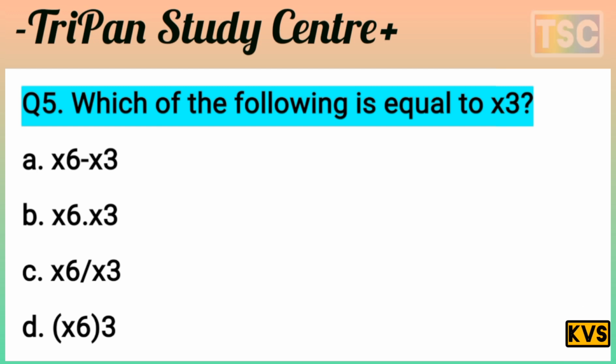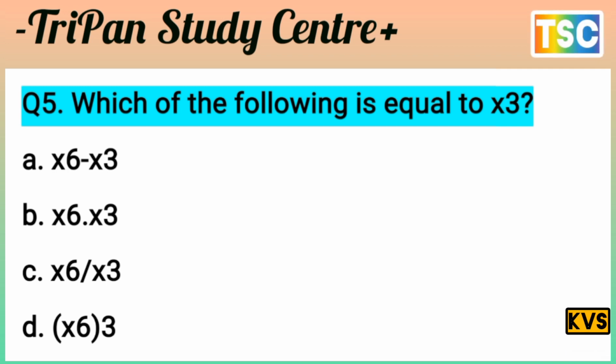The remaining one is the C option, and the C option is the most important. The option here is x^6 upon x^3. Upon means divide, and divide means minus, so the powers are subtracted. It means 6 minus 3 is equal to x^3. So x^6 upon x^3 is equal to x^3, and C is the correct answer. This is the most important option for this question.